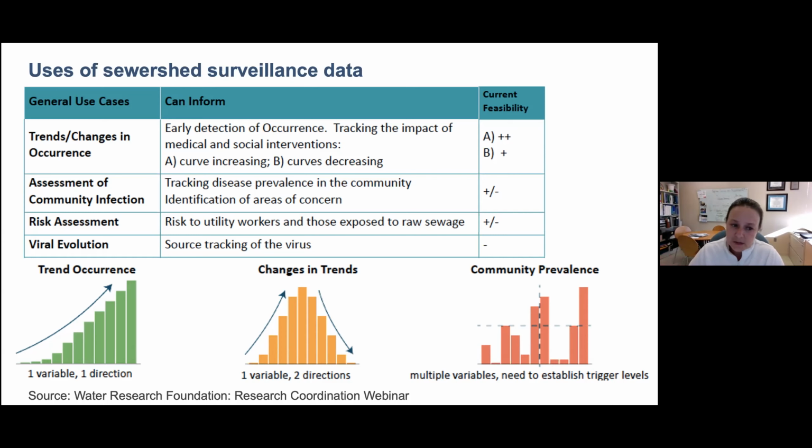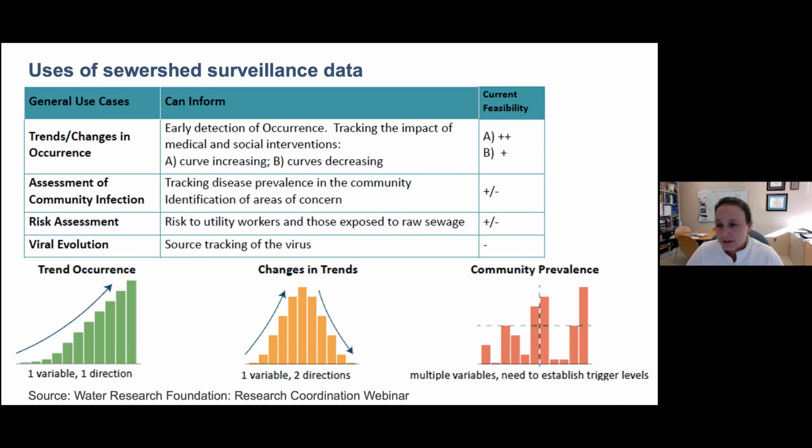The risk assessment, again, from the wastewater community, we really want to keep our workers safe. Safety is always first. We're really trying to use this to understand the risk to utility workers. That's getting better as we gain more knowledge, but I would still say it's a little bit difficult right now. And I can go into why it's difficult.